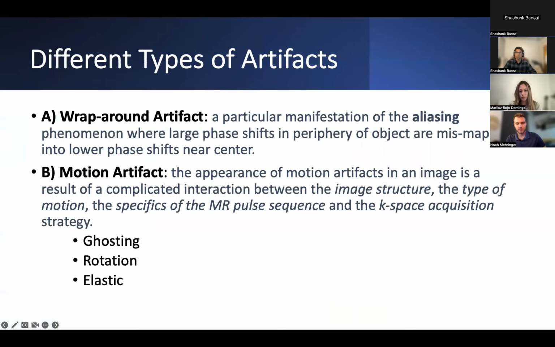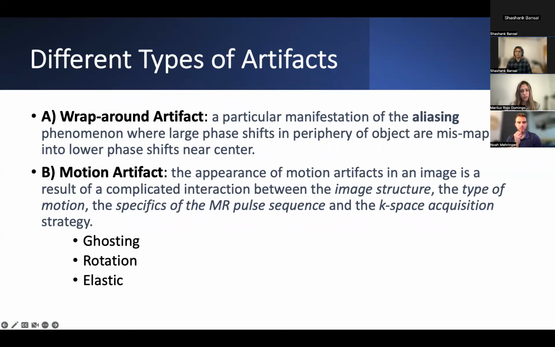There are many different types of artifacts. For our project, we chose a couple of classes, which are wraparound artifact and motion. And then within motion, 3 types of artifacts. So for the wraparound artifact, this is a particular manifestation of aliasing, which is the erroneous assignment of signal frequencies when the digital sampling rate is too low.